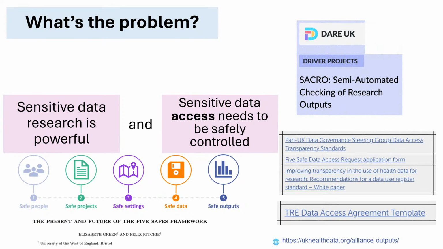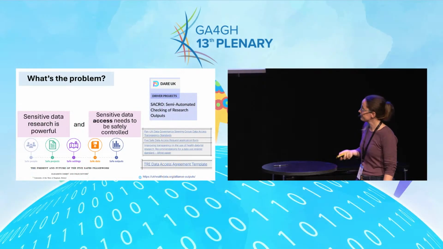And with this, we've created a number of outputs around standards, around who should be accessing what and how, around the actual outputs and checking the outputs to make sure that everything has remained safe. So this is the Alliance outputs, where they have convened all of this community together to try and agree on what we could look at here.